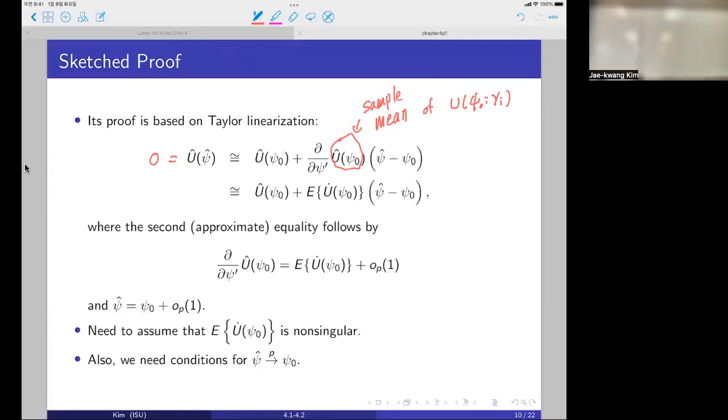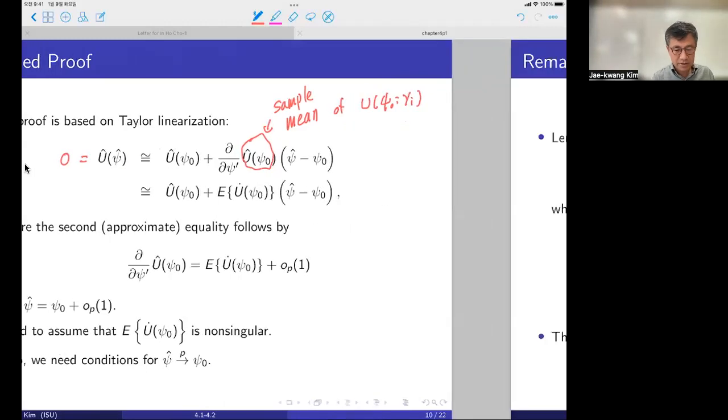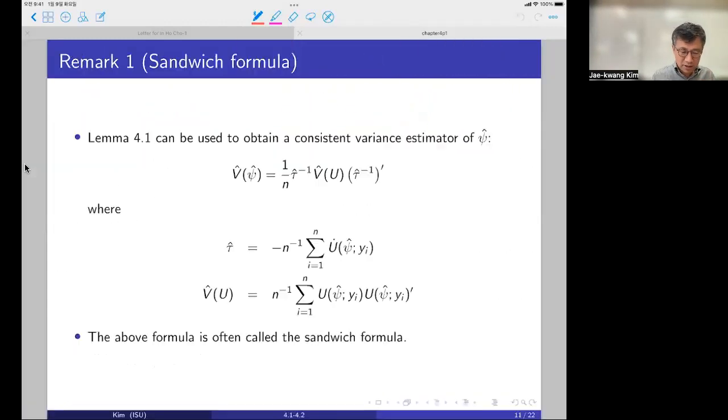But in order for this to make sense, we need some conditions for the precedence. So this one is more difficult to show. This one is much more difficult, but once you show this, then you can do Taylor expansion. Well, okay, that's basically the very brief sketch. I'm not going to go into it; that's the best I can do.